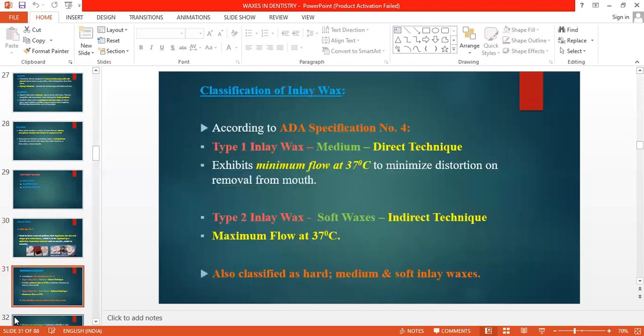Then classification of inlay wax. There are mainly two types of inlay wax, type 1 and type 2. Type 1 is medium wax, which is used for the direct technique, and exhibits minimum flow at 37 degrees Celsius to minimize distortion on removal from the mouth. Type 2 inlay waxes are soft waxes used for the indirect technique, which show maximum flow at 37 degrees Celsius. It can also be classified as hard, medium, and soft inlay wax. Classification of inlay wax is very important for the question.